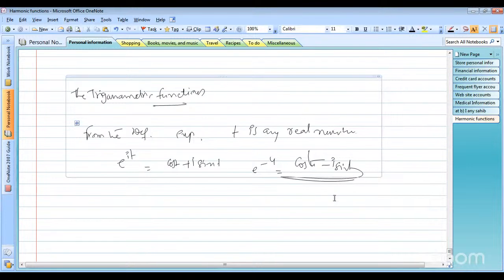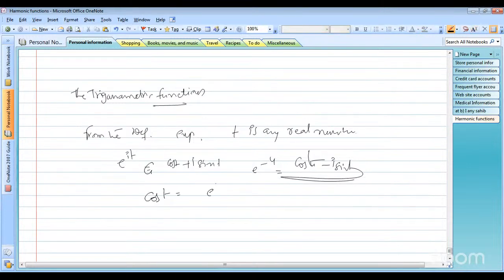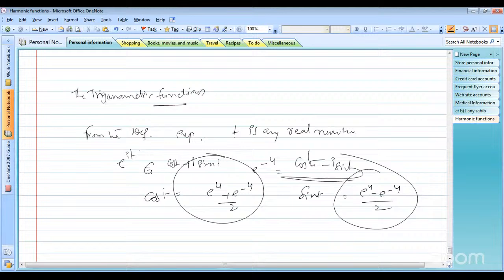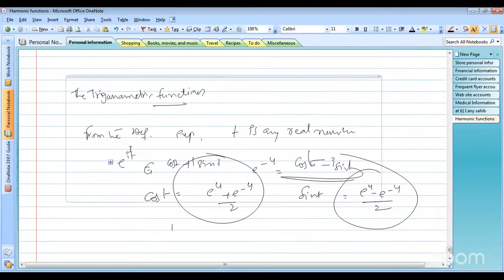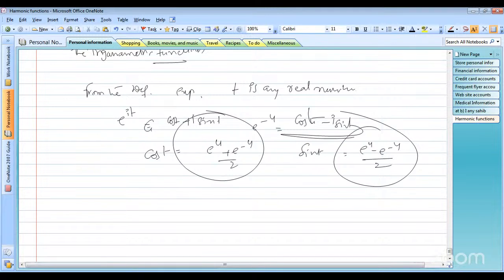What are the hyperbolic-type functions we are taking here? cos t is equal to (e to the power it plus e to the power minus it) by 2. Therefore sin t is equal to (e to the power it minus e to the power minus it) by 2i. This defines the complex cos and sin functions.